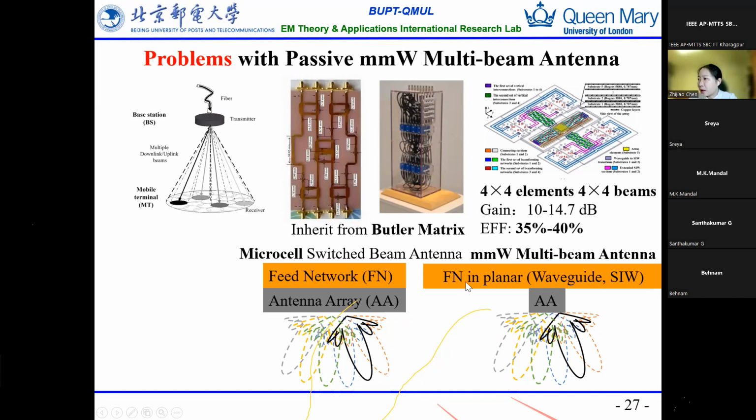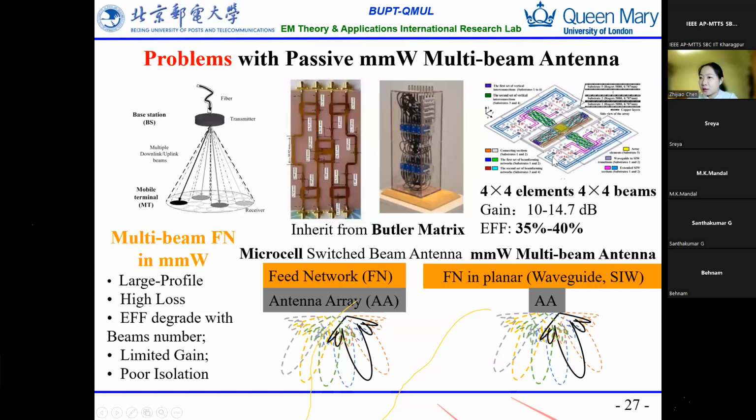And in this way, you cannot extend the number of beams as much as possible, because you need to consider the loss in the SIW structure. So this results in some problems with the multi-beam feed network in millimeter wave.